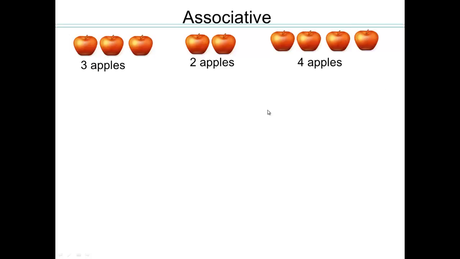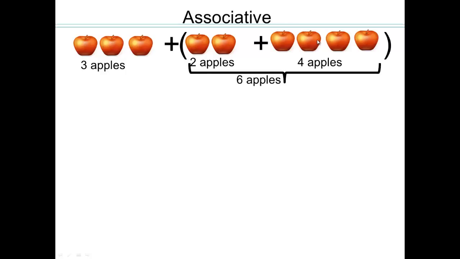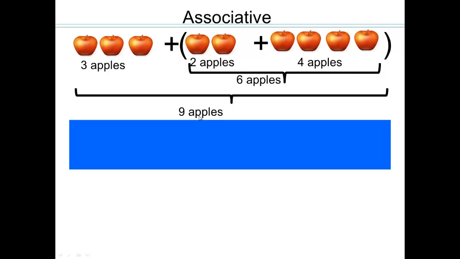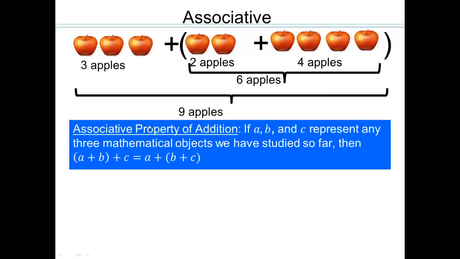What if I do the following? If I add 3 apples to the result of the addition of 2 and 4 apples, so 2 apples and 4 apples will give me 6 apples, and then 3 apples plus 6 apples will give me 9 apples. So in other words, it did not matter what order you added them in. You could add 3 and 2 first, and then add the 4 to it, or you can add 3 to the addition of 2 and 4. This can be true with all the mathematical objects you've studied so far.